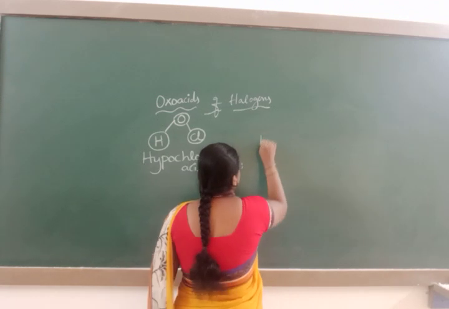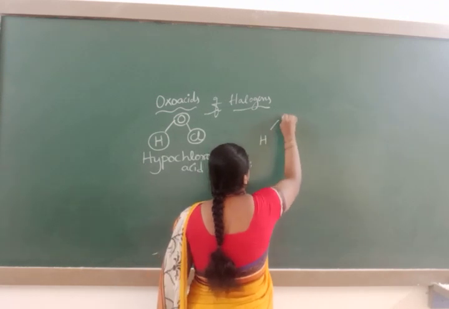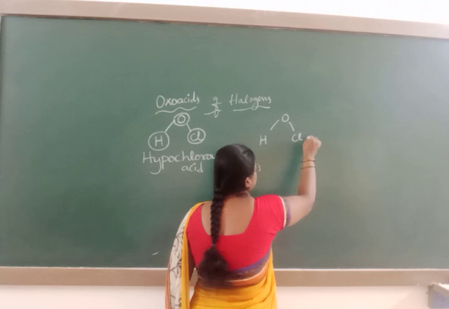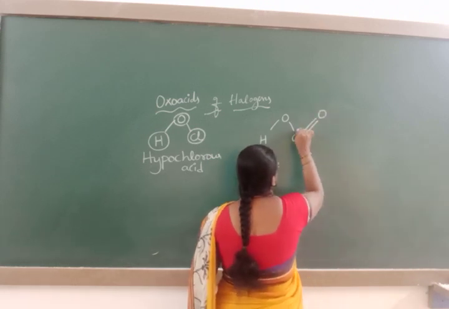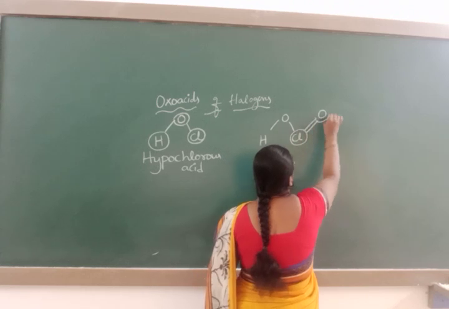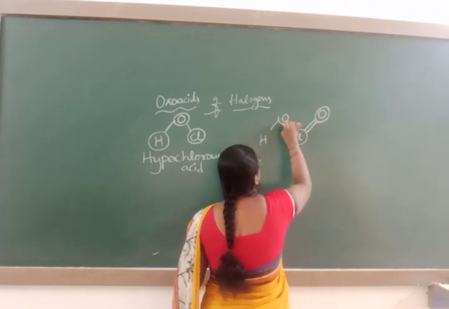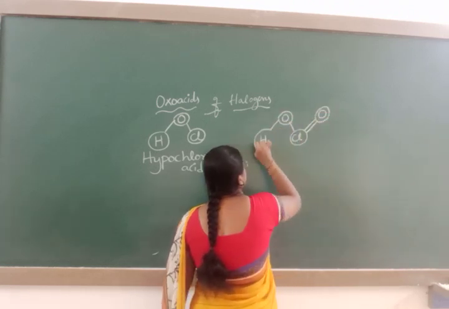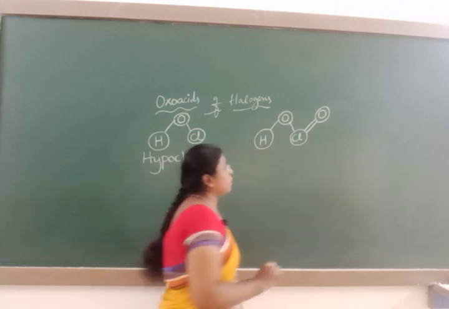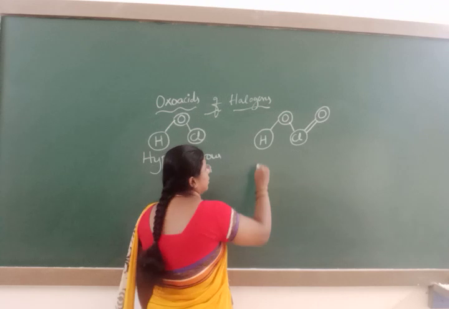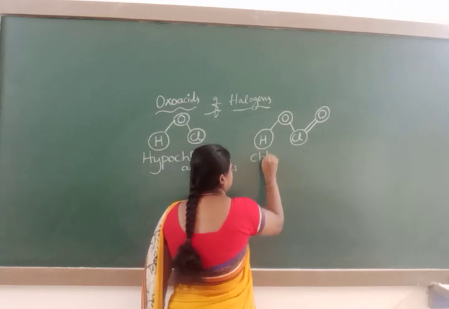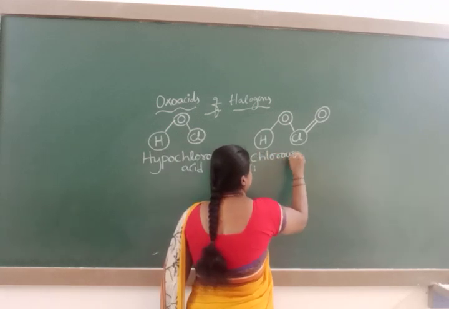Chlorous acid: HOClO is known as chlorous acid, or you can write it as HClO2. HClO2 is chlorous acid.